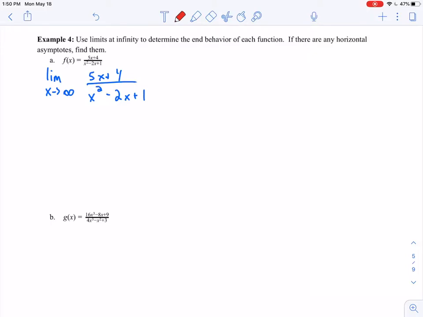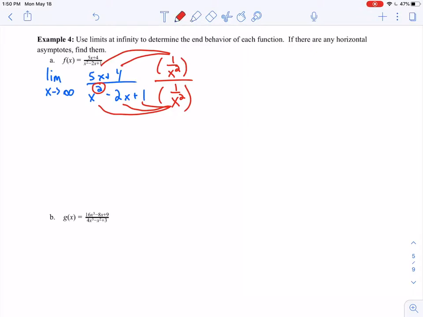So what I'm going to do, you can think about this as multiplication or division. I prefer multiplication here. I'm going to multiply both my numerator and my denominator by 1 over that highest power of x from the denominator. So 1 over x squared here. Again, I'm getting x squared from the highest power in the denominator. And I'm going to take this 1 over x squared and distribute it to each term in my numerator and each term in my denominator.